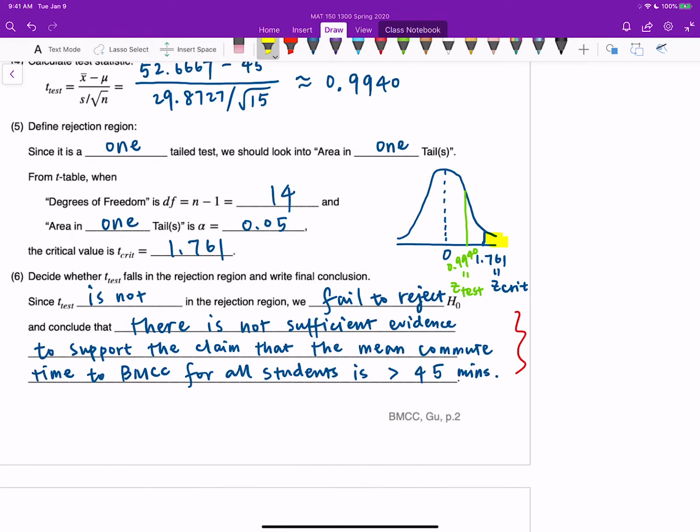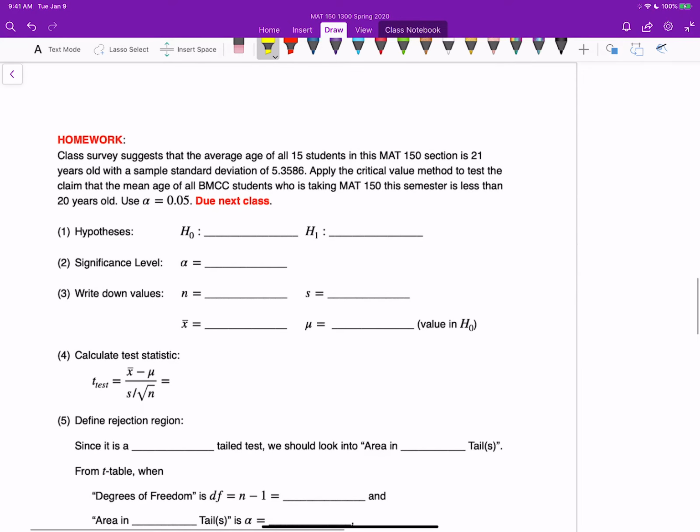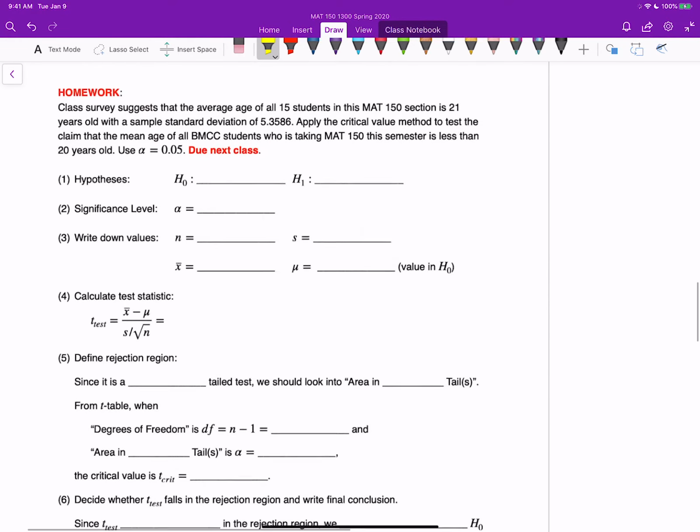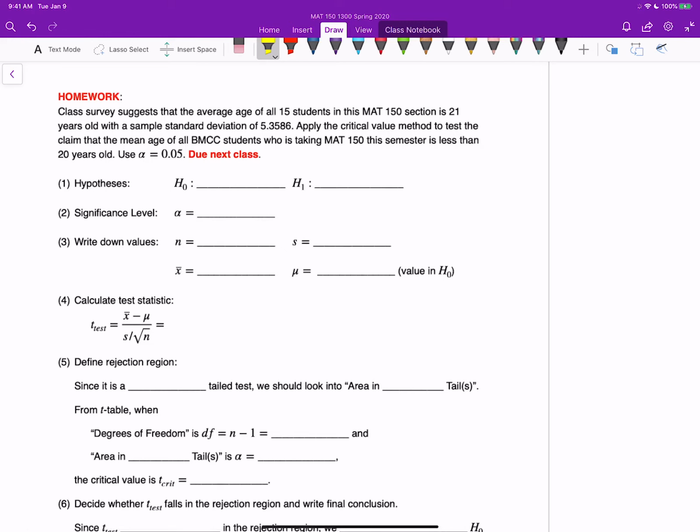Alright, so that pretty much concludes the hypothesis testing for mean. For your homework, it's this page right here. The class survey suggests that the average age of all 15 students in this Math 150 section is 21 years old. Yes, it's exactly 21 years old for the average. With a sample standard deviation of 5.3586.